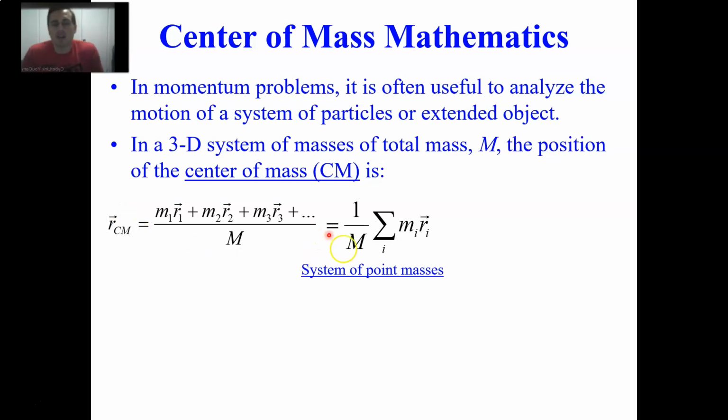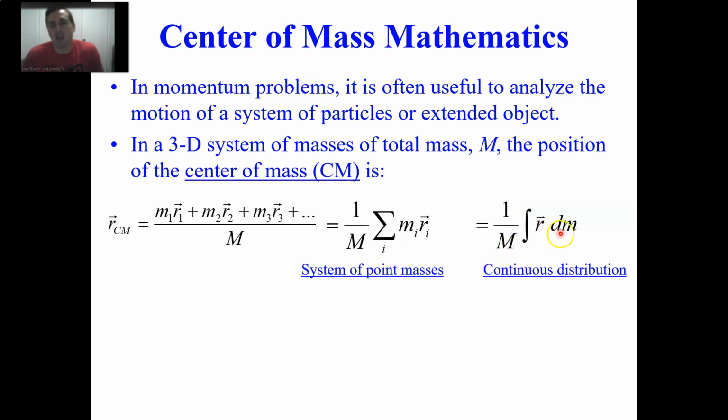So you could write this equation in a more compact way: 1 over big M, sigma over i, of m_i r_i vector. Now, by the way, that's a system of point masses. If it's a continuous distribution, suppose you're looking at the center of mass of a baseball bat or something, there's continually mass everywhere in the same object. So in order to get the center of mass, you'd have to think about what's the position of each little element of mass, integrate them all up continuously, and divide by the total mass.